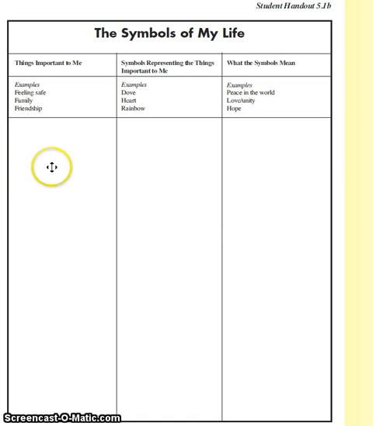In the organizer, a student would be expected to go through and list some things that are important to him or her. Then they would write out things that represent those things that are important to them. For example, feeling safe, they may have a dove by their side. Or family, they may represent family by using a heart. And then what those symbols actually mean. A dove is peace in the world, and a heart means love. So having them describe these things through the organizer.